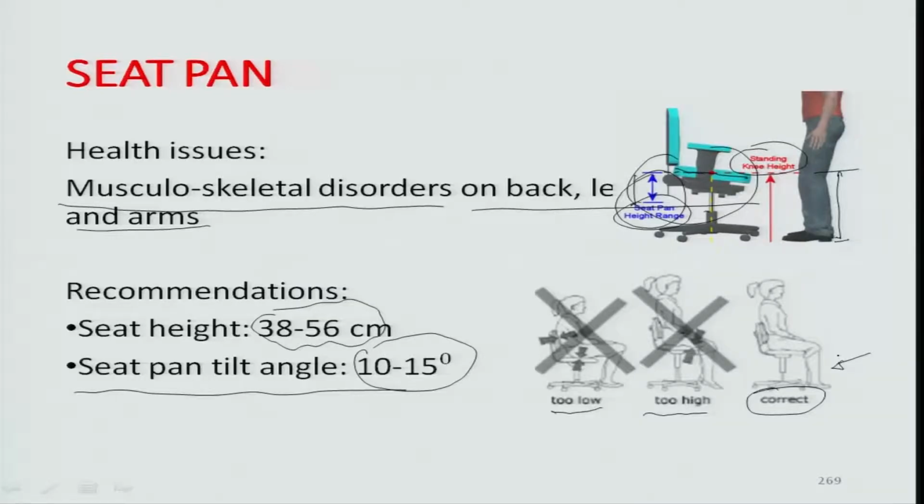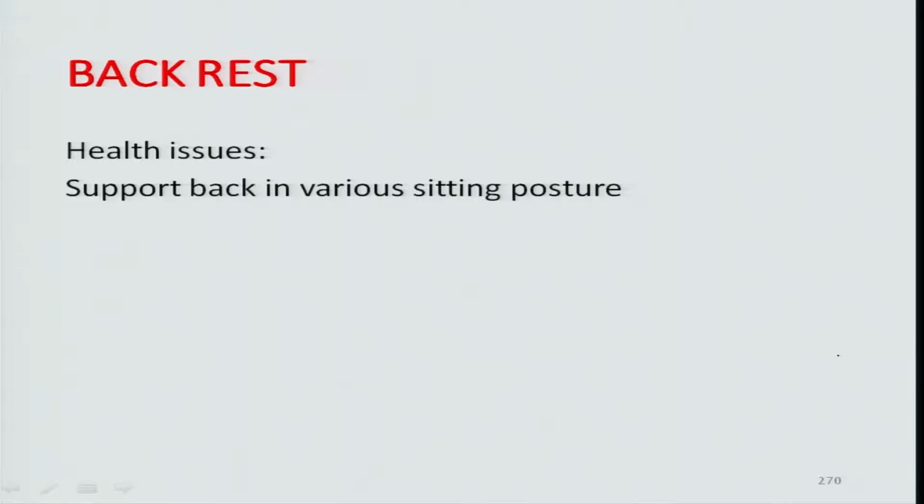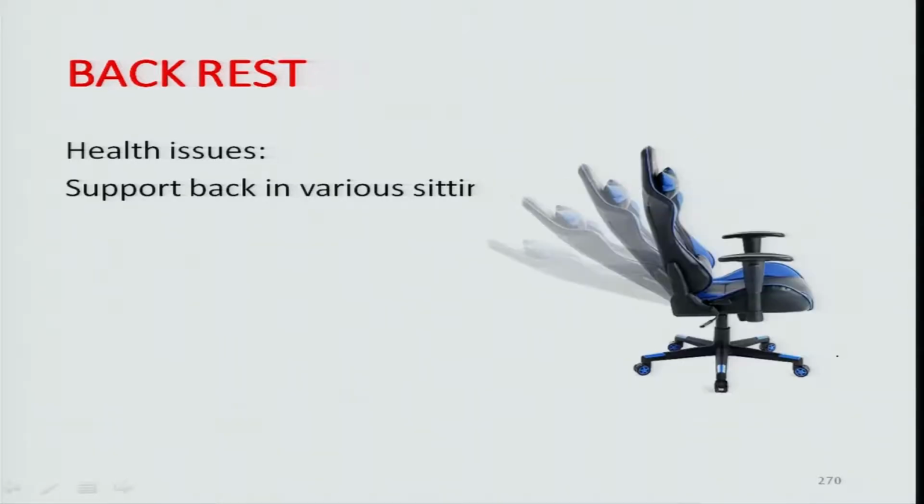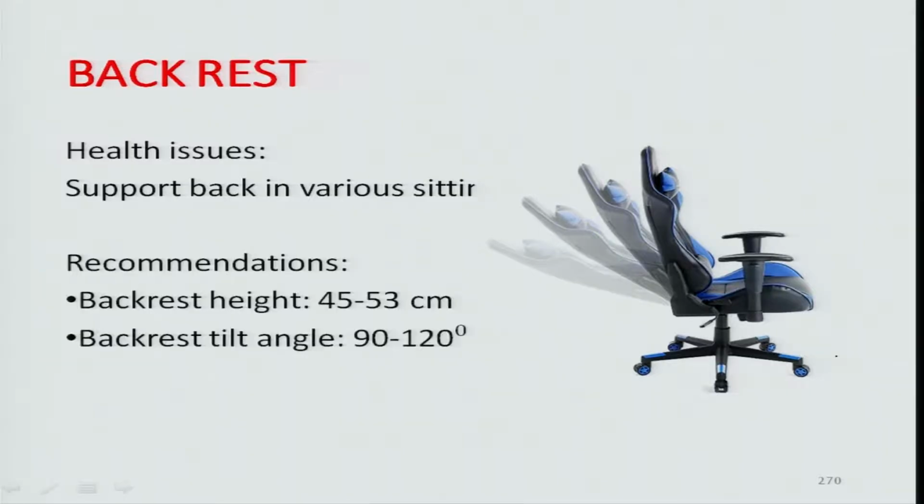There are also some health issues and some recommendations related to the backrest design. For example, if the backrest is not properly designed, there may be many health issues because of inability to support the back in various seating postures. Health issues could be related to muscular disorders or body pain or pain of the neck particularly. And so the recommendations are that typically the backrest height should be in the range of 43 to 53 centimeters.